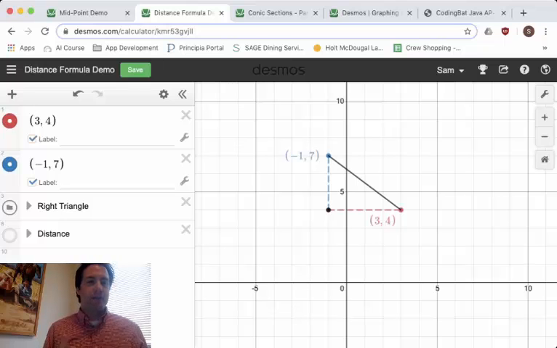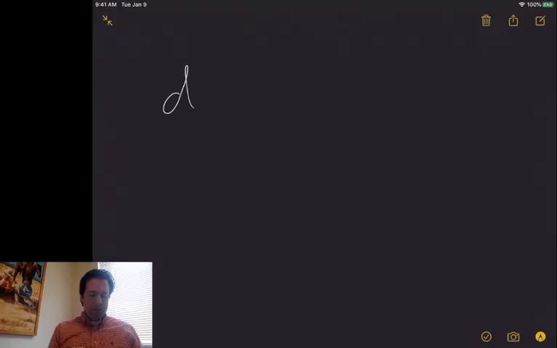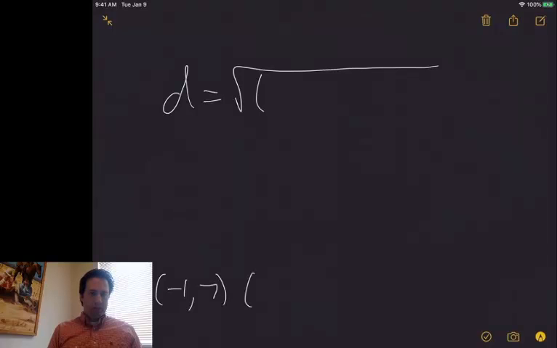Okay, so let me show you the math on the iPad, how we would plug this into the formula. I'm looking for the distance. It's all going to be under the square root, and I'm going to find the difference between my x coordinates, and once again, the coordinates were -1, comma 7, and 3, comma 4.